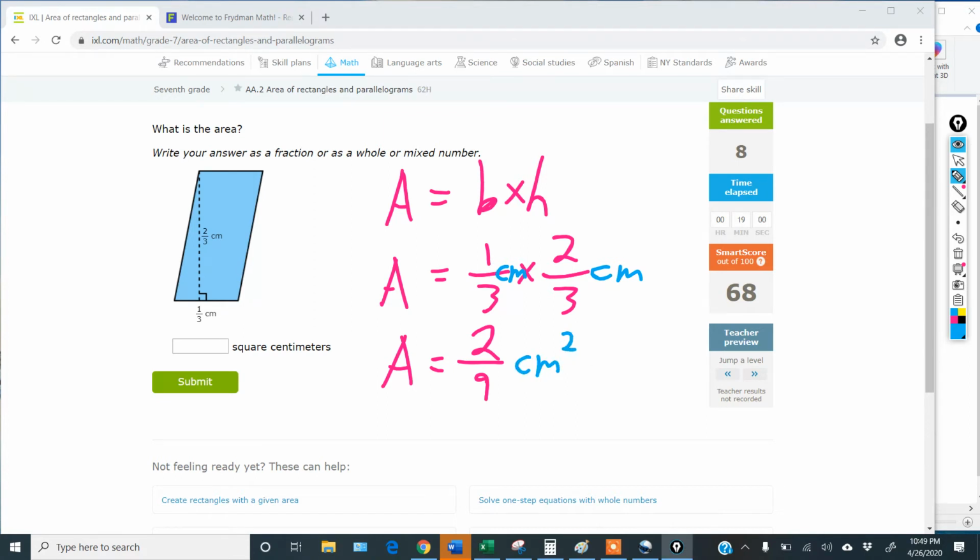It doesn't matter that we're dealing with fractions here. If you have centimeters times centimeters, it doesn't matter if that length is represented as a fraction or as a decimal. You still get square centimeters for the area.